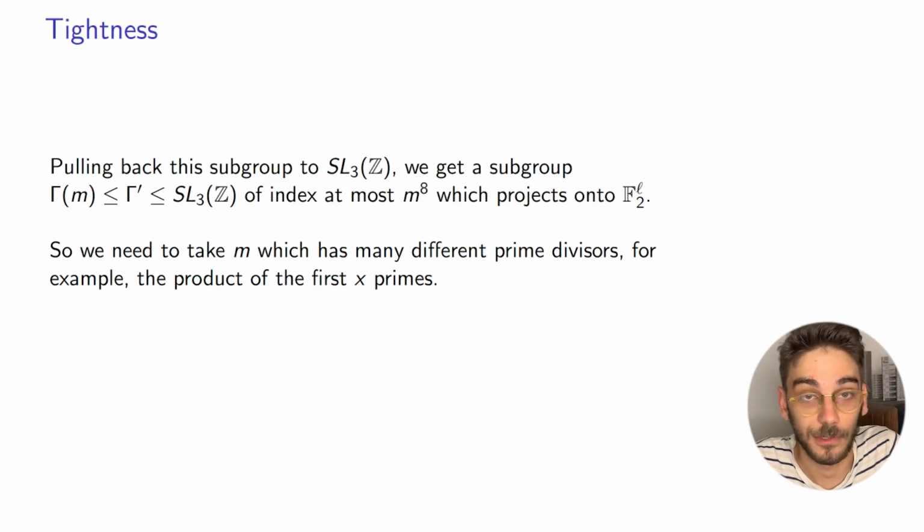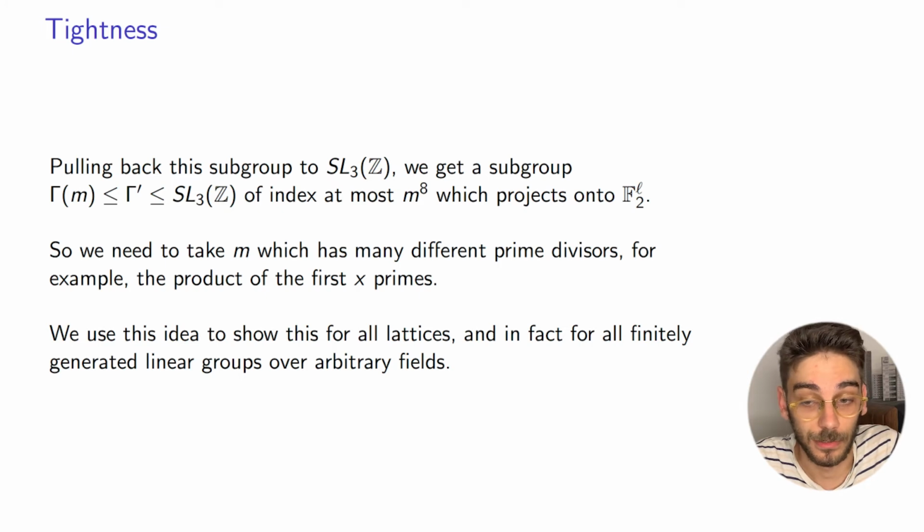So we would like to take m which has many different prime divisors, for example, the product of the first x primes. And if you work out the details of what is the size of the product of the first x primes with respect to the index, which is m to the 8th, you will get that this specific subgroup has rank which is at least log v over log log v, since its covolume is proportional to m. And we use this idea to show this for every lattice, and in fact for all finitely generated linear groups over arbitrary fields. So this shows that this second bound cannot be improved.